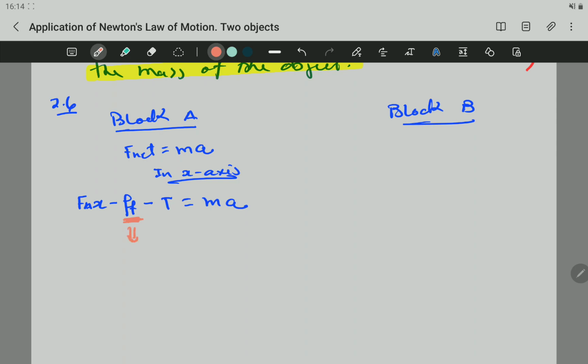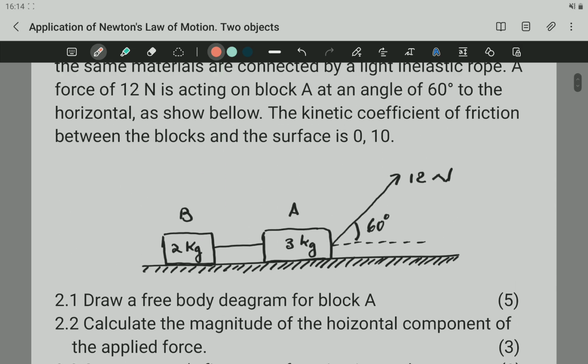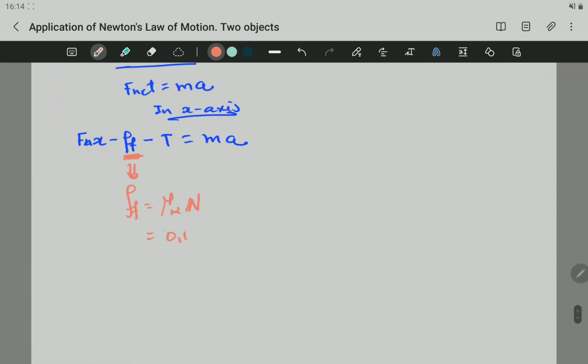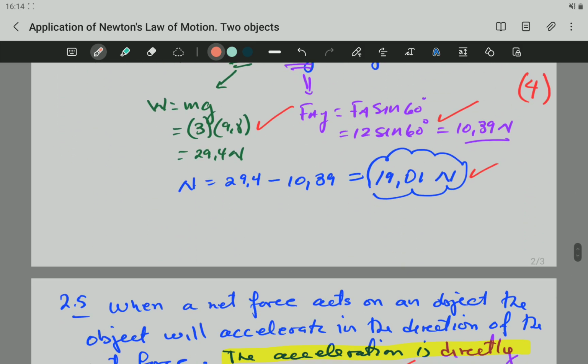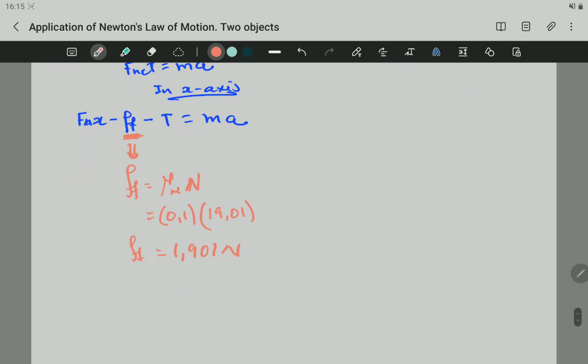We have to get friction first. How do you get friction? Friction is equal to the kinetic coefficient of friction multiplied by the normal. The coefficient of friction is given to you, 0,1. So you go there, 0,1 multiplied by the normal, which was calculated in question 2.4. The normal for block A is 19,01. Frictional force is equal to 1,901 Newton.